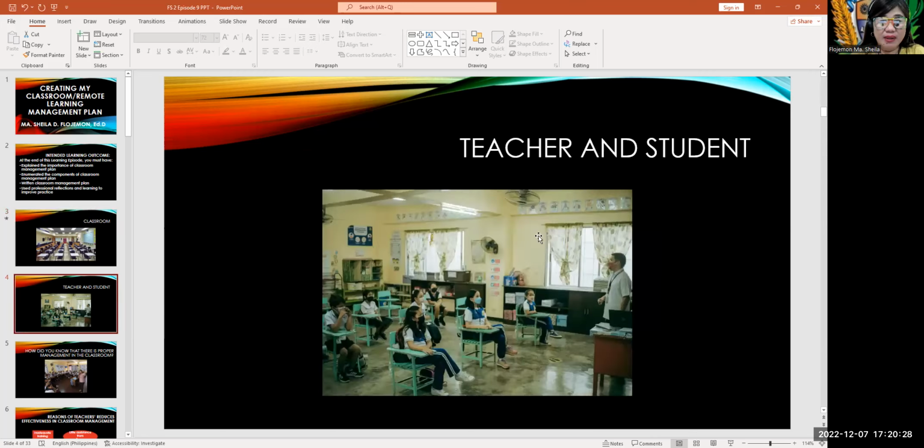Next, another picture. Slide 4. Okay, this is again a picture of a classroom wherein there are students and a teacher. So this is the learning environment. A classroom is a learning environment. To complete the learning environment, there should be a teacher and also students inside the four corners of the classroom.